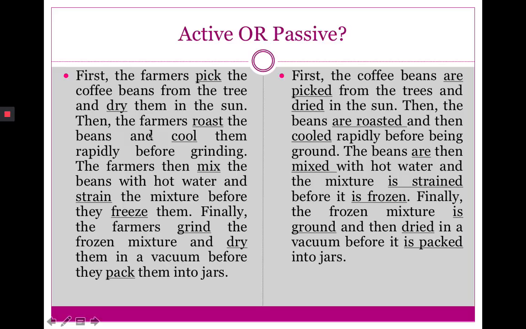So this is how active sentences are written. Most of the time you will have the person who performs it, your noun, your subject, the farmers, and then you will have the verb. What did the farmers do? They pick. The farmers pick the coffee beans from the tree and dry them in the sun.